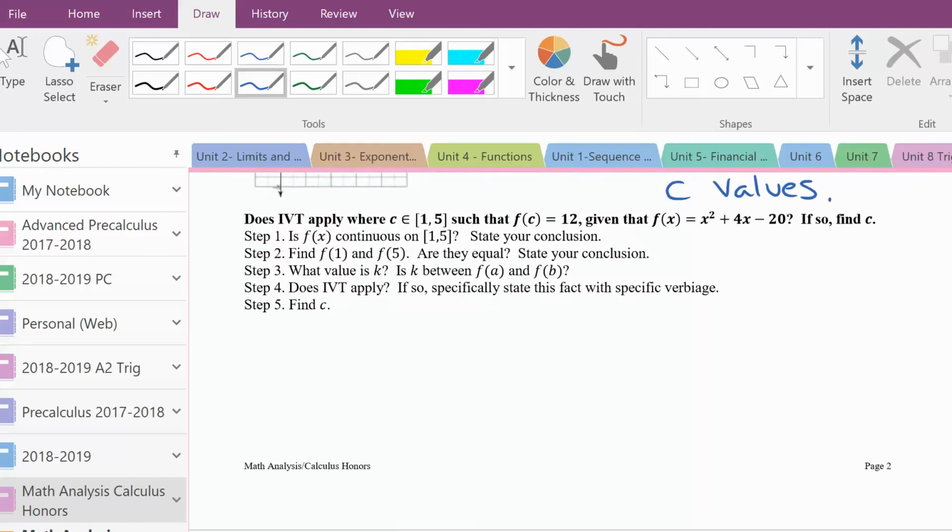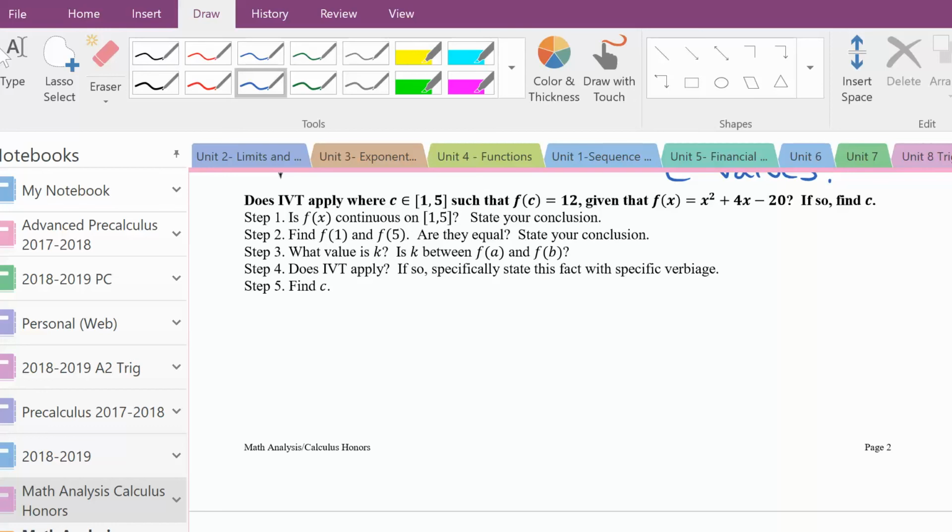So here's another example. If we look at this function and we want to determine, does the intermediate value theorem apply, where c is between 1 and 5, and 1 and 5 are the x values, such that f of c is 12, given that f of x equals x squared plus 4x minus 20. If so, find c.